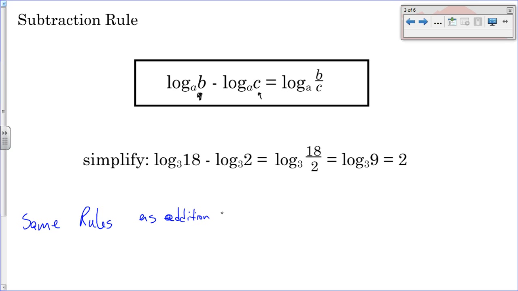All right. So they have to have the same base and no coefficients. Same base and no coefficients. It's the log base 3 of the first number divided by the second number. Log base 3, 18 over 2.